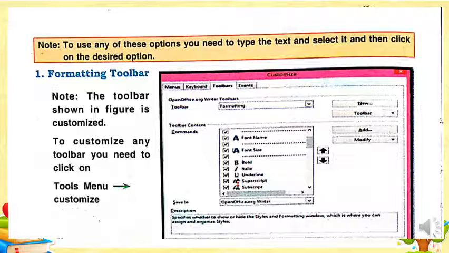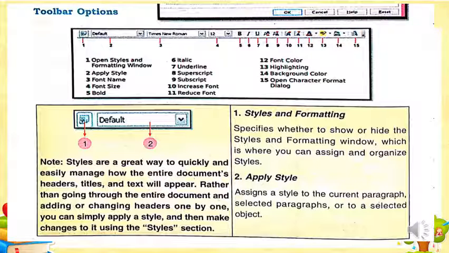The first one is the formatting toolbar. Note, the toolbar shown in the figure is customized. To customize any toolbar, you need to click on the Tools menu. Now, the toolbar options. Styles are a great way to quickly and easily manage how entire documents like headers, titles, and text will appear. Rather than going through the entire document and adding or changing the headers one by one, you can simply apply a style and then make changes to it using a style section.